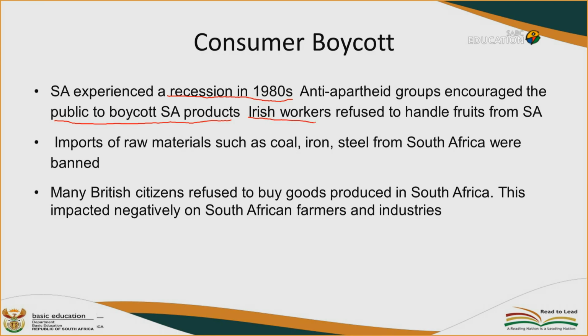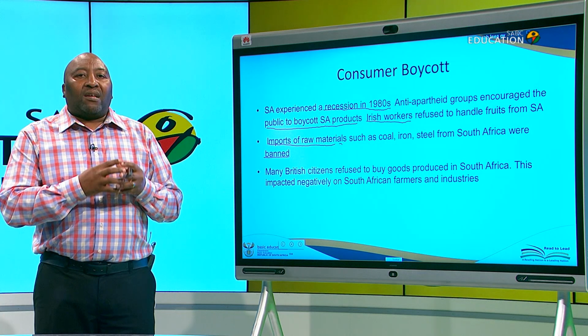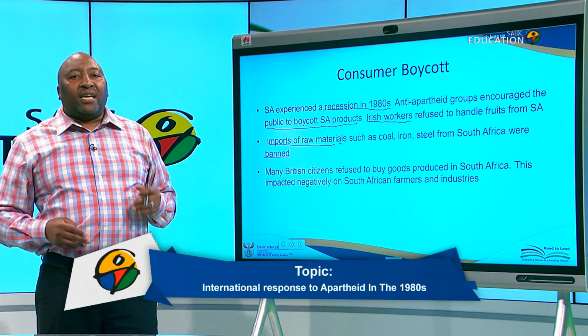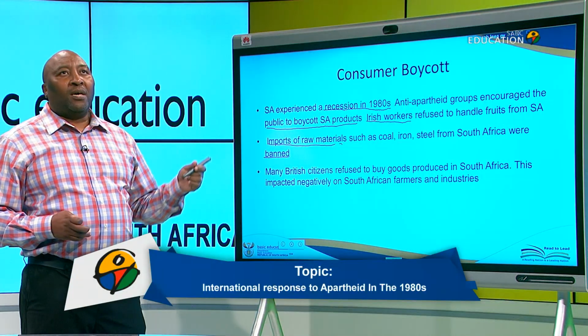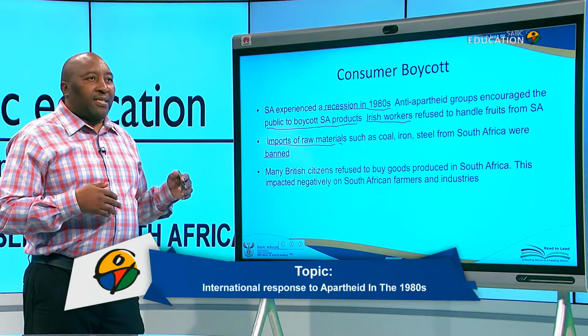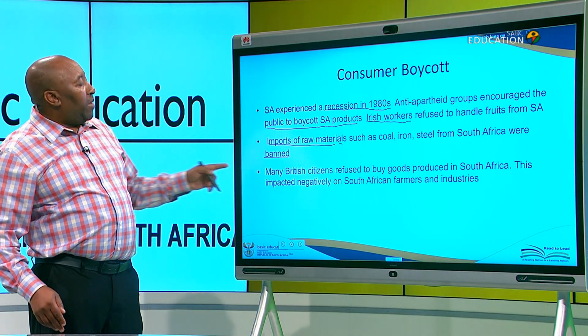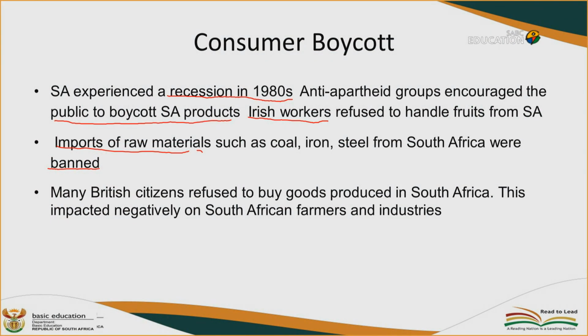The Irish workers, as I talked about, the Irish anti-apartheid movement, refused to handle any goods that come from South Africa. So then that means they no longer want anything that has to do with South Africa in terms of their products. Imports of raw material, such as coal, iron, steel from South Africa were banned, which means the international world refused to accept any coal, any iron, any steel that comes from South Africa. Then South Africa was slowly getting weaker and weaker in terms of policy around economy, around culture, around products, around imports, and around exports. Now, many British citizens refused to buy goods that were produced in South Africa.